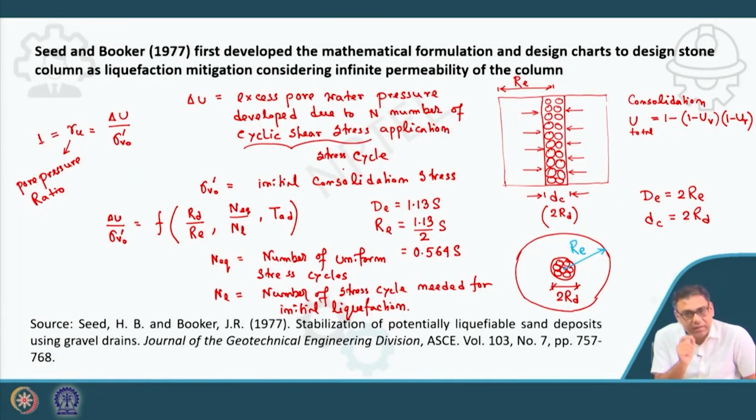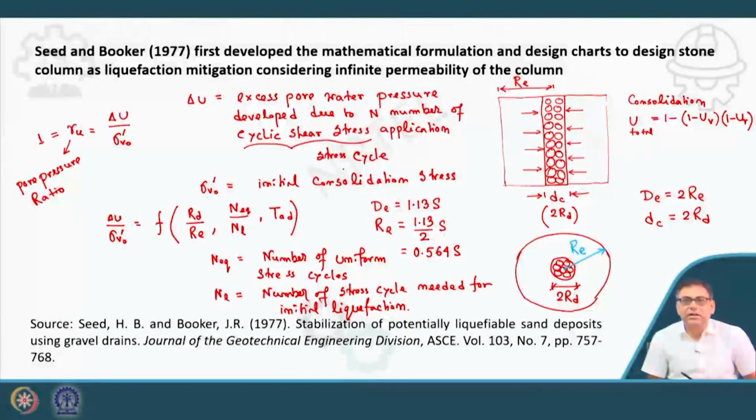And definitely this generation of excess pore pressure should depend on the number of uniform stress cycle or the number of equivalent stress cycle, because as your number of applied cycle increases, the possibility of liquefaction will also increase. And NL is also dependent, because for a particular soil this N number may vary, since this is the number required to cause the liquefaction. So it is the function of these two ratio also.